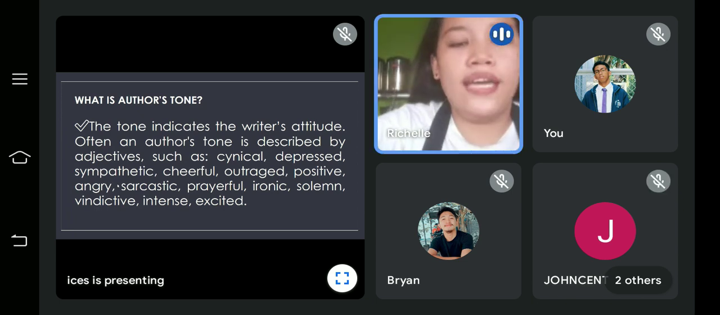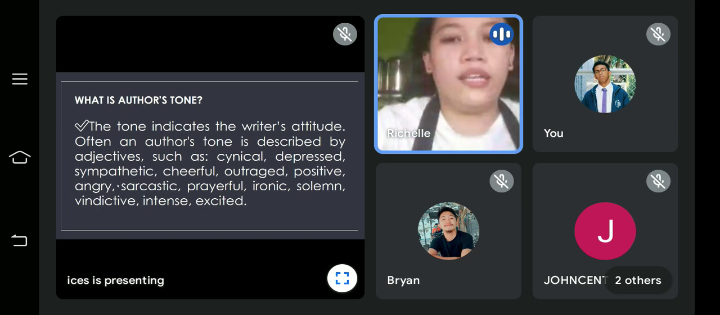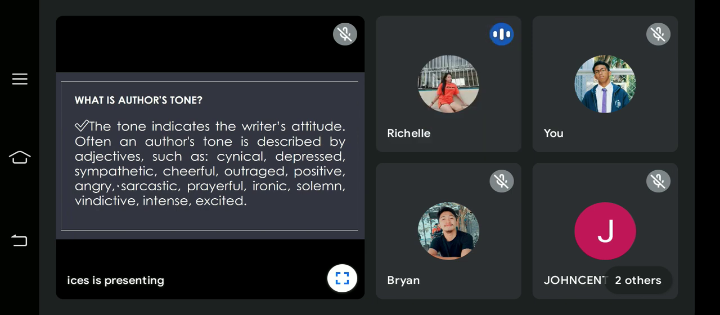Okay, so very good. It is the author's feeling when he or she is writing his or her literary piece. So now that we have an idea about author's tone, who has a background idea or stock knowledge about the author's mood? Can someone please share your idea about the author's mood? Mr. Abilia, what is your idea about the author's mood? Okay, so next slide.